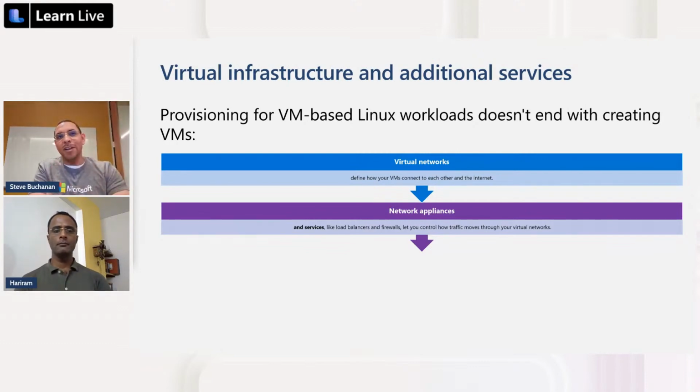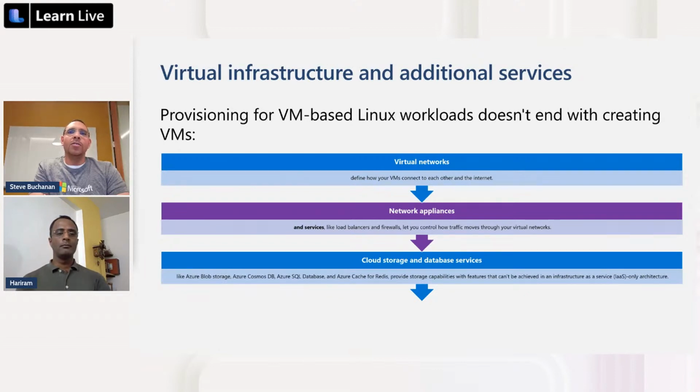Network appliances. So I jumped ahead a little bit. If you need that external access or even internal access, maybe you're doing some load balancing between some VMs, or you're doing some sort of failover architecture, you could put a load balancer in front of a couple of VMs. You also want to have a firewall there to protect those VMs. So you could use NSGs, network security groups, which are native to Azure, or you could use a network appliance to secure your workloads. And then you need to think about cloud storage.